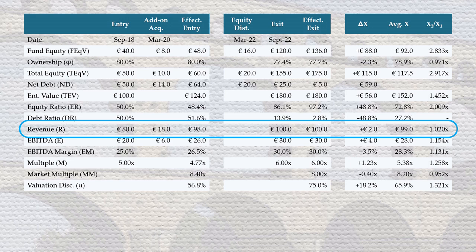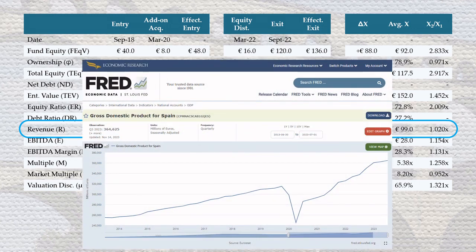Industry research reports often provide this data, but you can also use economic data, which is widely available and typically free. For illustrative purposes, let's use the GDP of Spain since the company operates in Spain. When we do this, we're basically saying let's make sure that any company that we invest in is performing at least as well as the country as a whole.